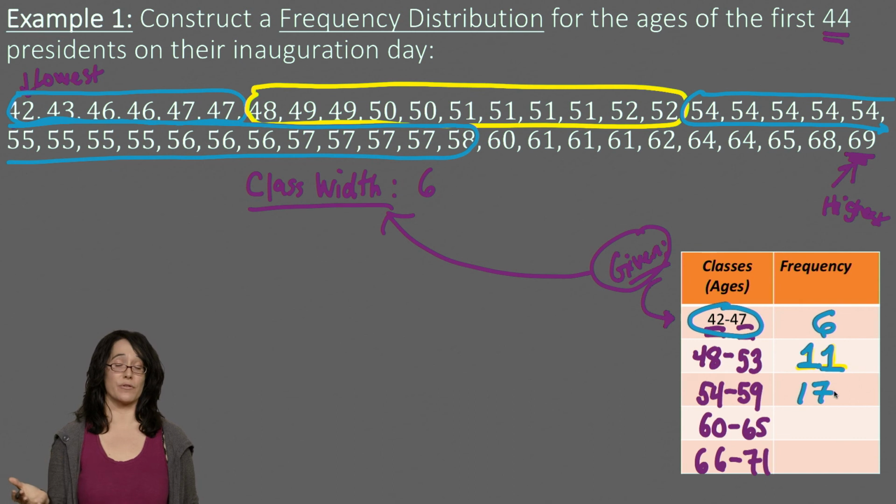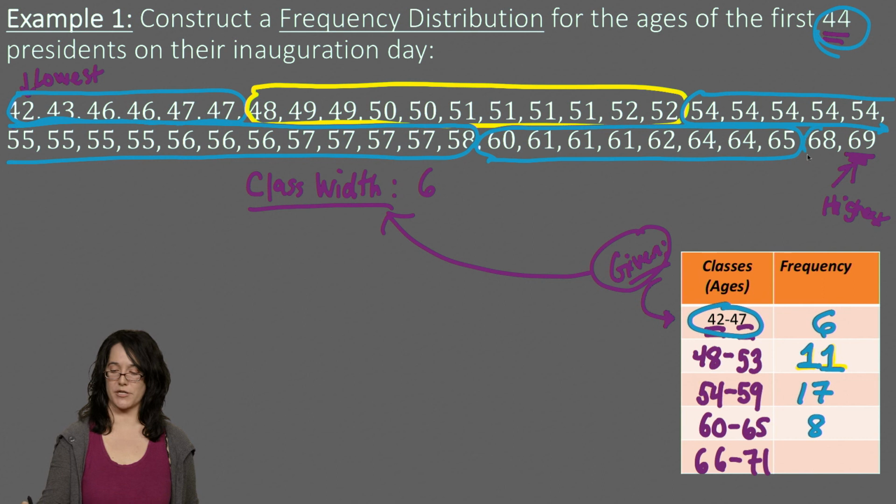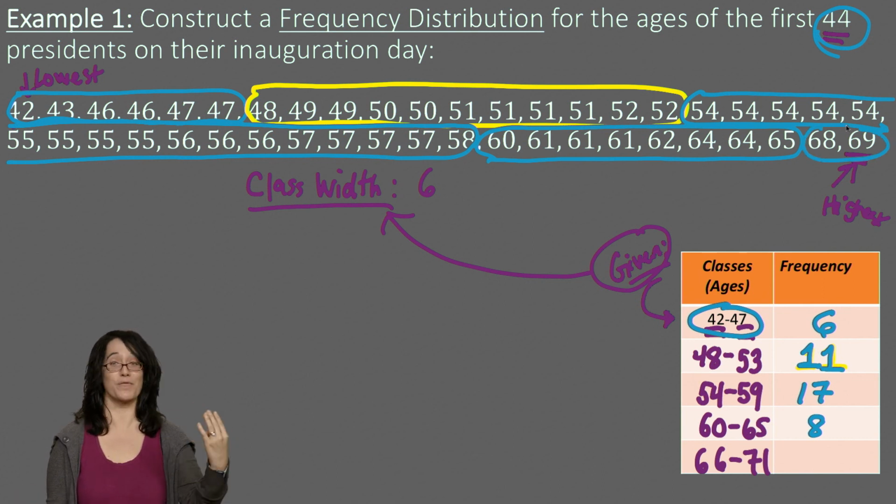Remember at the end, they all should add up to what number? That's right, 44. That was the number of presidents we were talking about. All right, what about the next class? 60 to 65. Well, that would be 60 to 65 right here. And how many did you come up with? 8, that's right. And finally, the last class is 66 to 71-year-olds on Inauguration Day. And there were just 2 presidents at this time, right, as of the first 44, that fit the bill, and there were 2 of them.